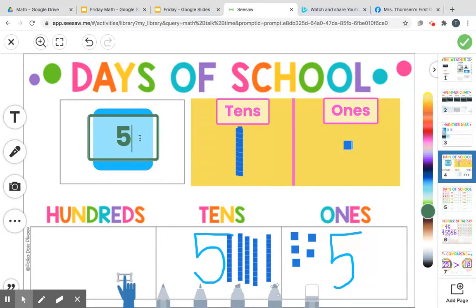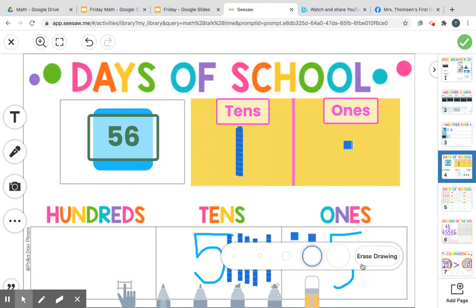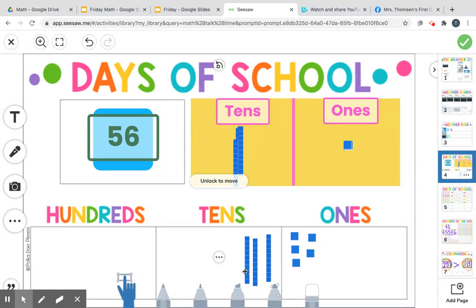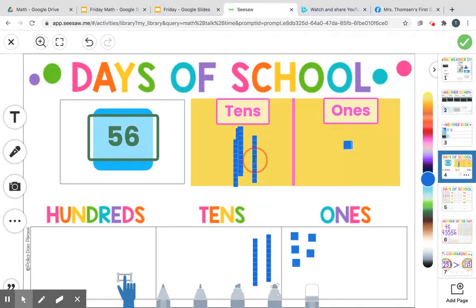Okay, today we've been in school for 56 days. Let's put our little thingamajiggers back. Put all of our 10 blocks back because we're fixing to do it again. Whoops. Okay, put all these guys back. Come on, be good. Okay, and then put all these dudes right here back.